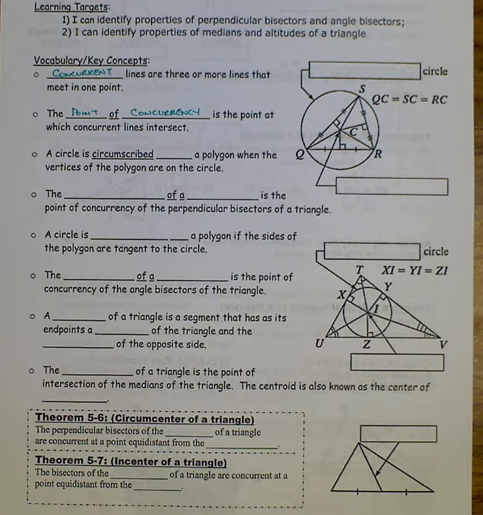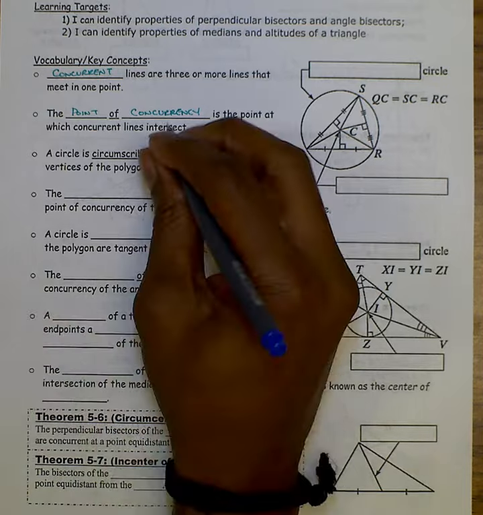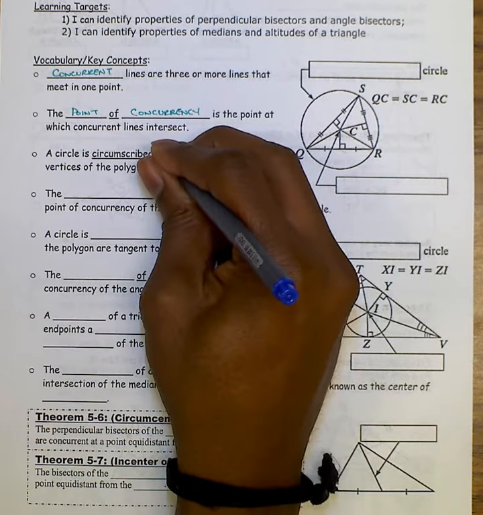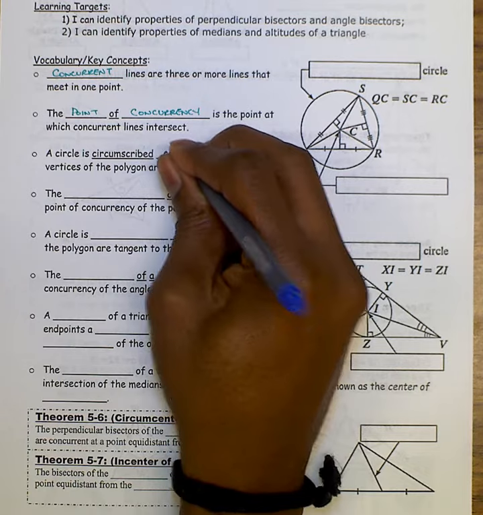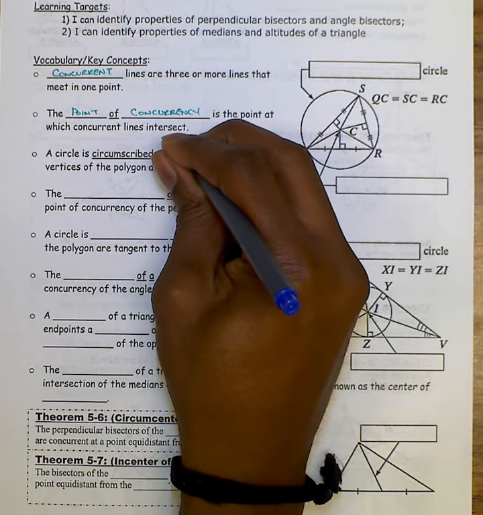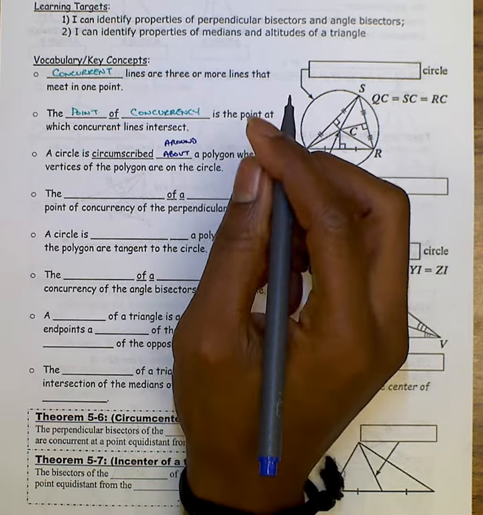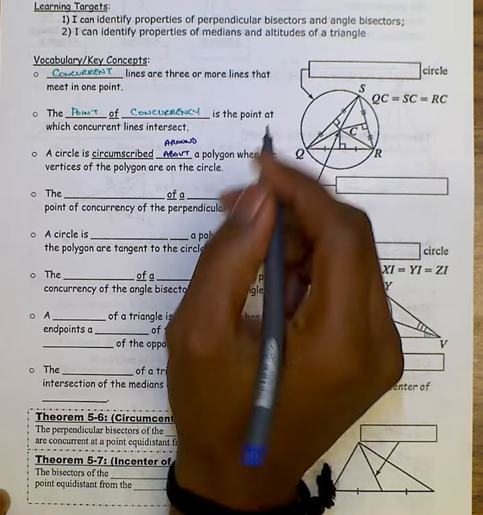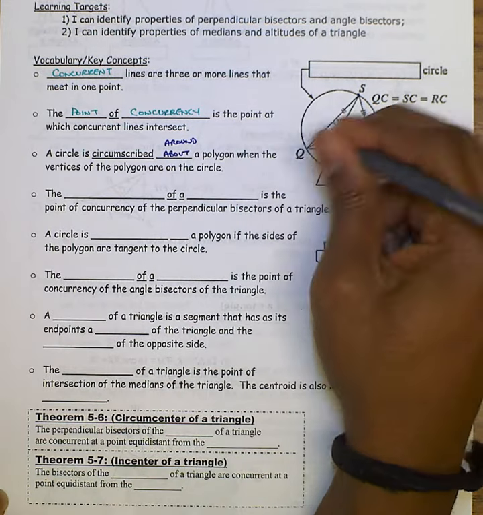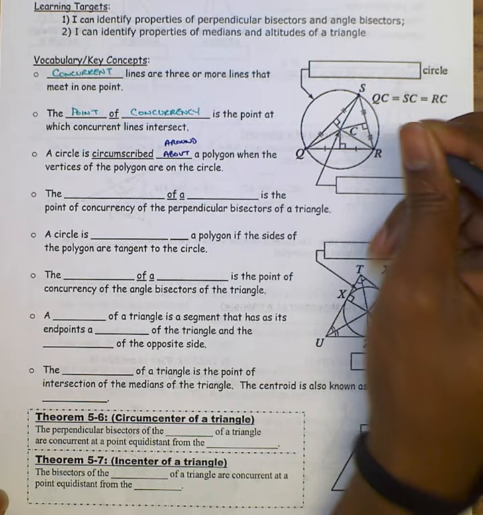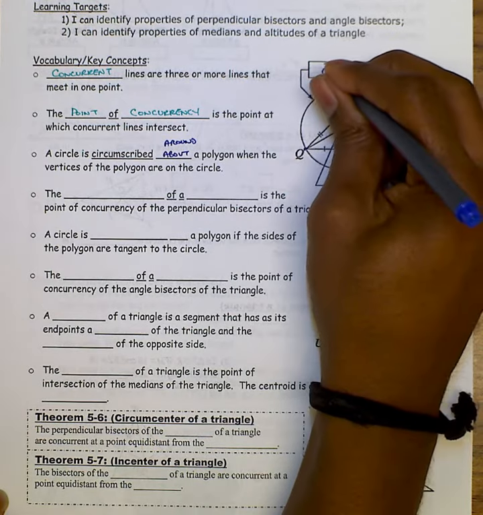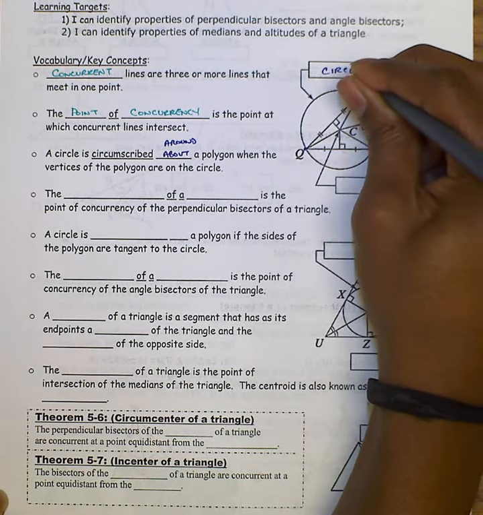So first, let's look at a circumscribed circle. A circle is circumscribed about, or around, a polygon. You can see both of those. A polygon when the vertices of the polygon are on the circle. So here you have S, Q, R in this circumscribed circle.